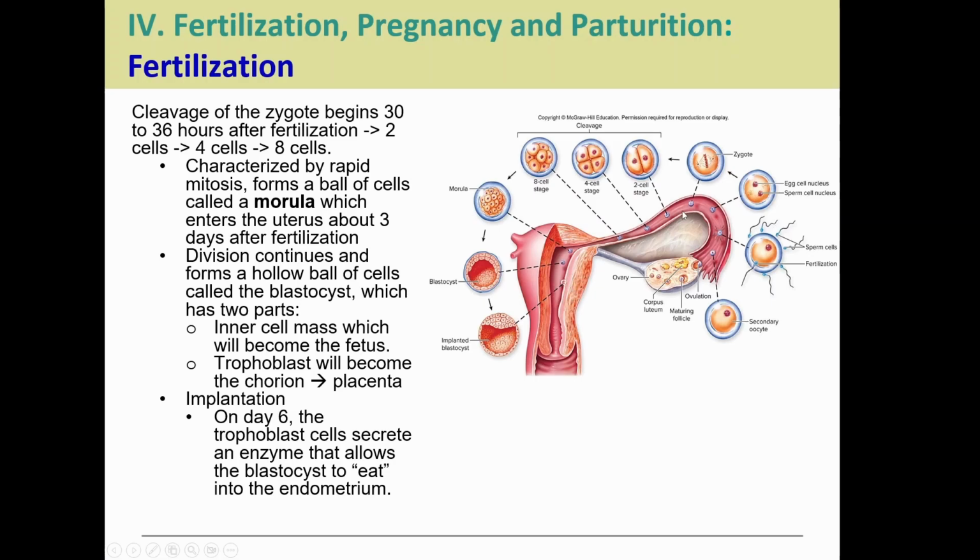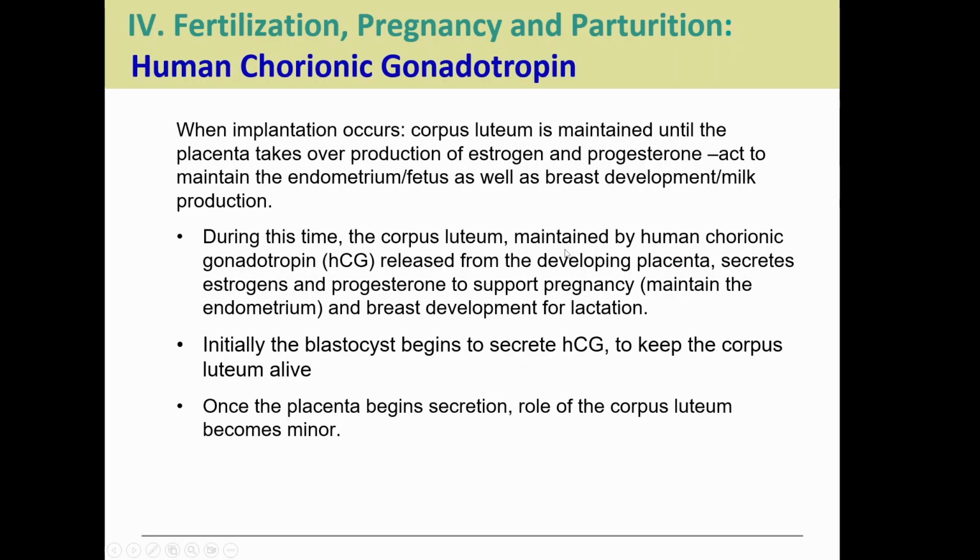So things like birth control pills, things like Plan B or emergency contraception, they will work up to about this point, and then once we're over here, they do not function anymore. So they cannot terminate a pregnancy because, again, this is what we consider pregnant. This is not what we consider pregnant. And so then if we do have implantation occur, the corpus luteum is going to stay.